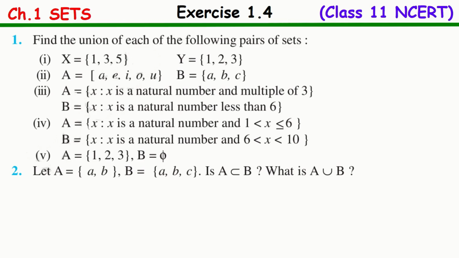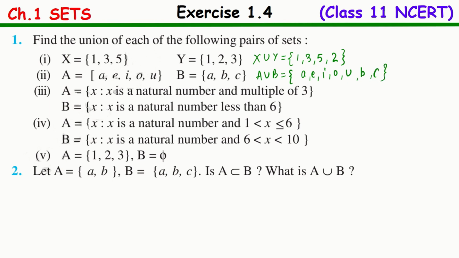So we are done with the basics and examples. Let us begin with exercise 1.4, first question. We have to find the union of each of the following pairs. The first part is X and Y. X union Y will be equal to all the elements of X, 1, 3, 5, and Y. 1 we have already written, then it's 2, and 3 also we have written. Next, A and B: A union B will be all the elements of A as well as B: A, E, I, O and U. Then A we have written, B and then C.